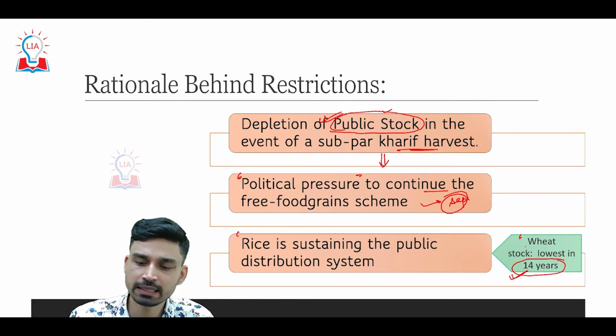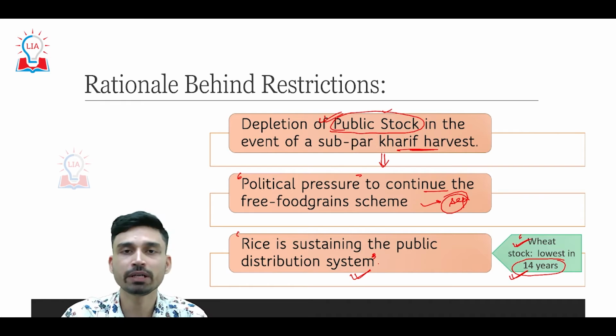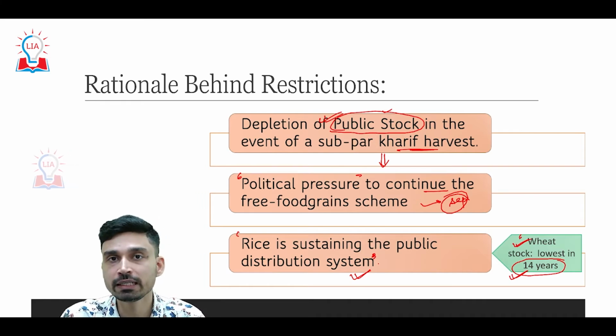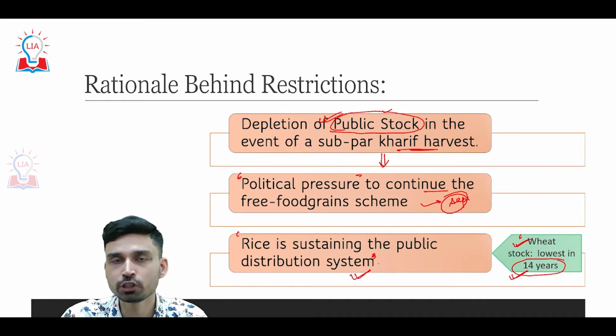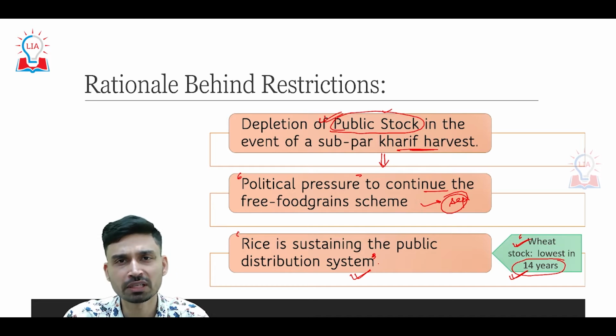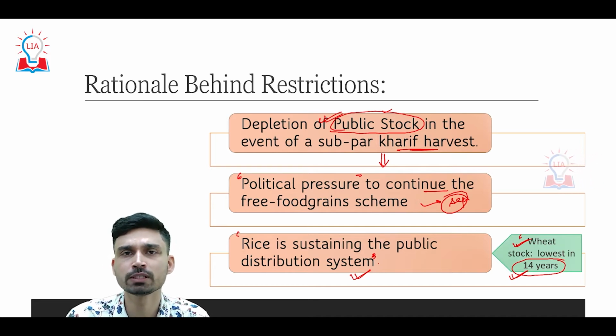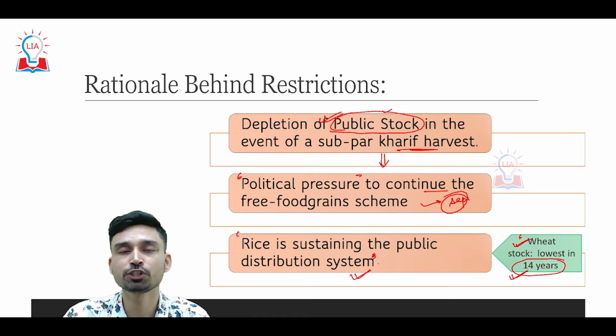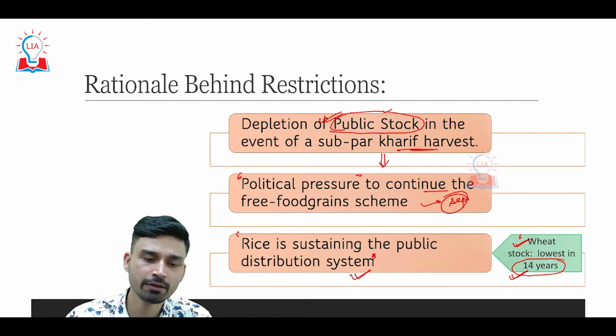So with the decline of wheat stock, it is basically the rice that is sustaining the public distribution system. And government is worried that if there is a decline or depletion of public stock, then the PDS will suffer a severe setback, which will not be very good from the point of view of election, or from the point of view of this populist measure that government keeps on taking every now and then. So the political party or opposition parties can take advantage of that if PDS suffers.